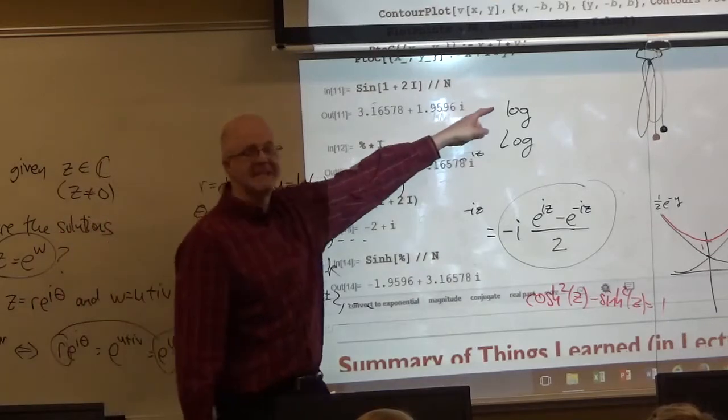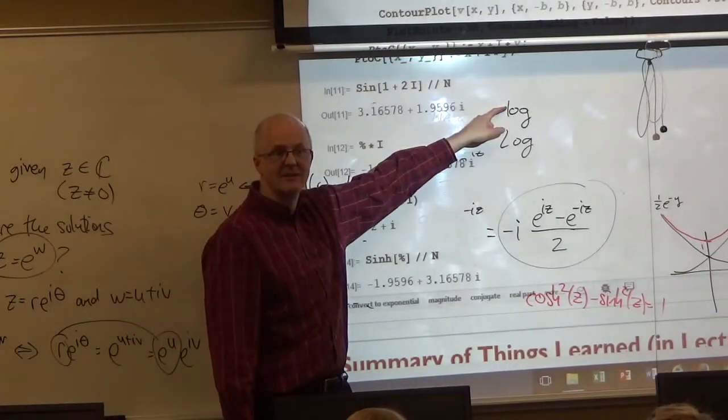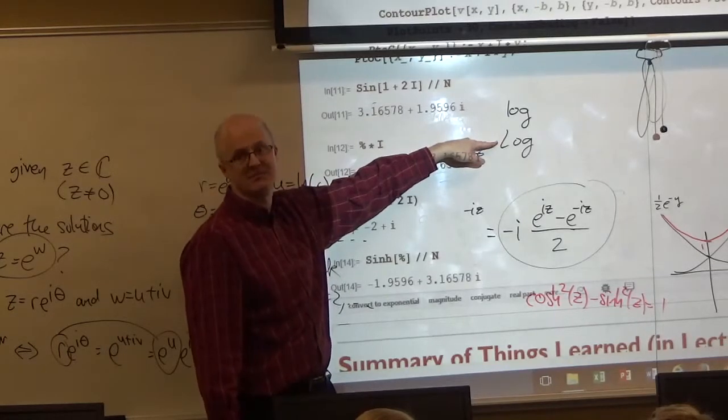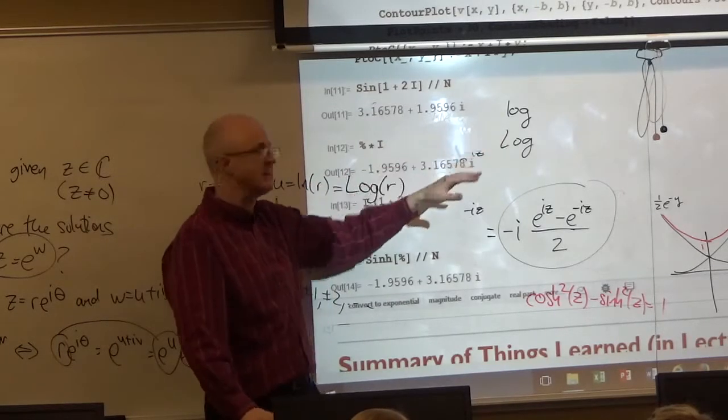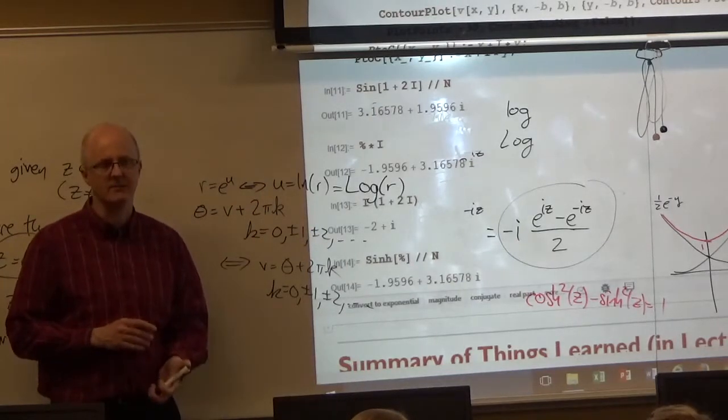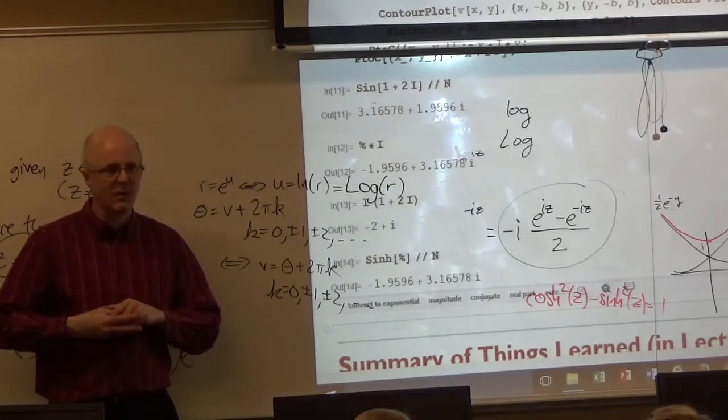Little log is the multi-valued complex logarithm. Capital Log is the principal value of the complex logarithm. And yes, we no longer write ln. Well, that's a little bit of a lie. Some people still write ln. But lots of people don't, and our book does not.